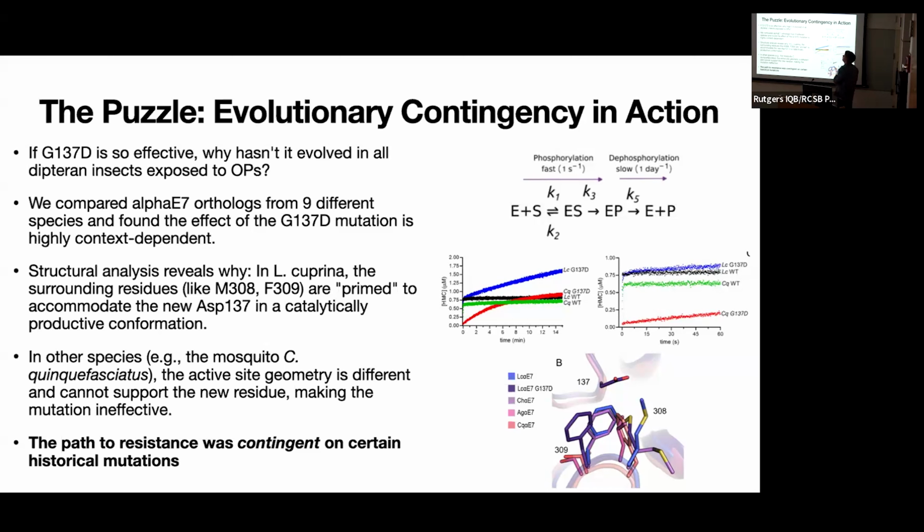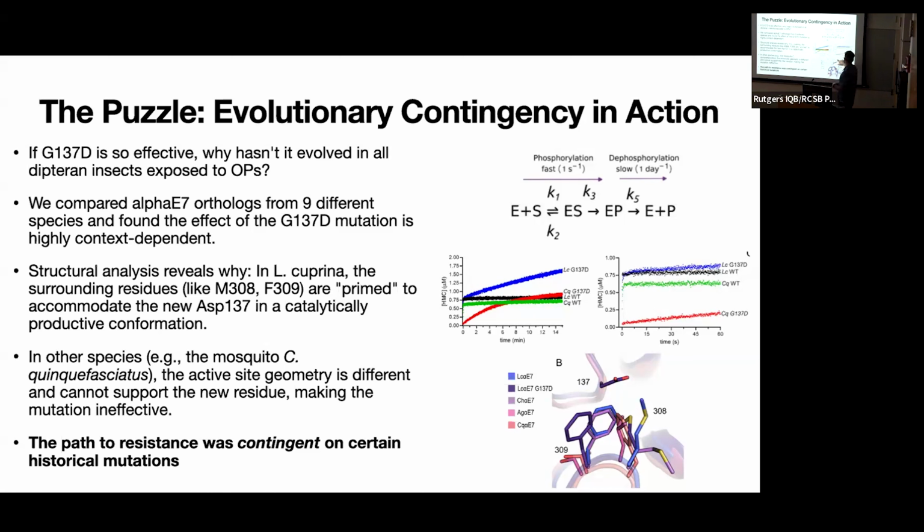Why is that? So we looked at 9 different species and we solved all their structures. And what we found is that the effect of the mutation is highly context dependent. So if you introduce this mutation in one genetic background, even though they're all orthologs, they all do the same native activity. If you introduce it in one context, it'll do something very different to another context. So here, this is just different time scales.